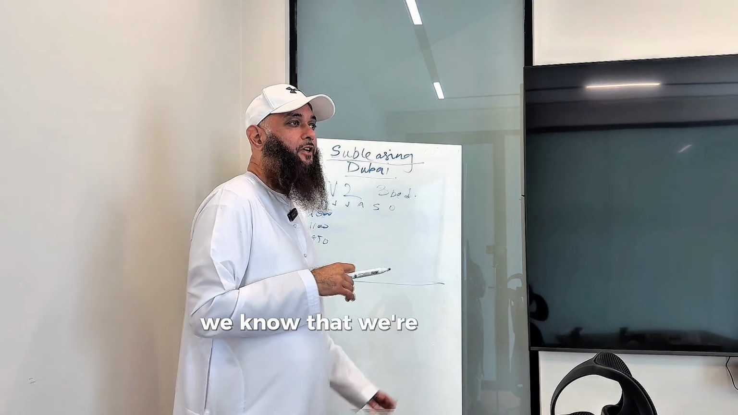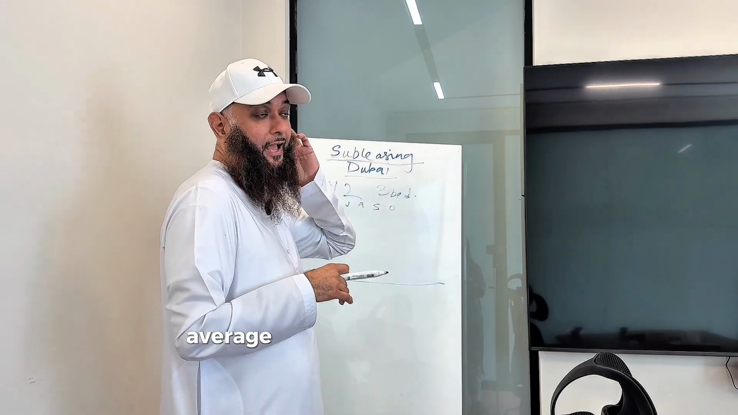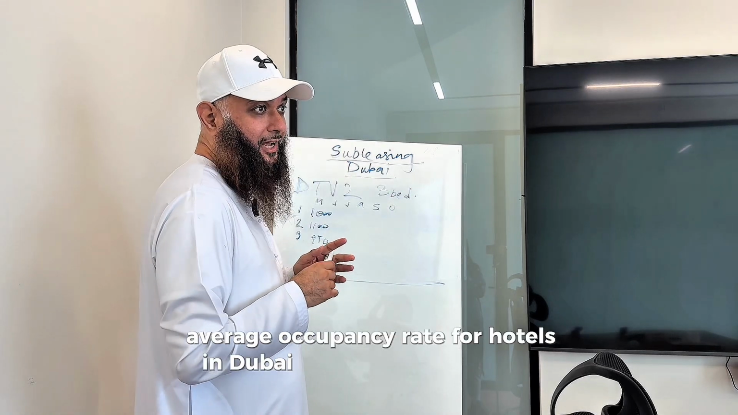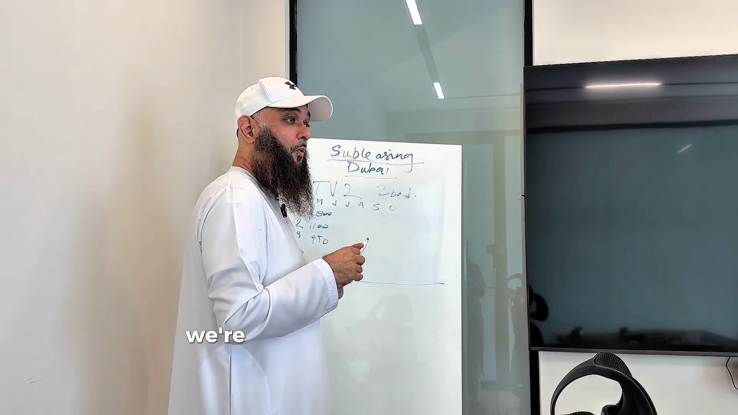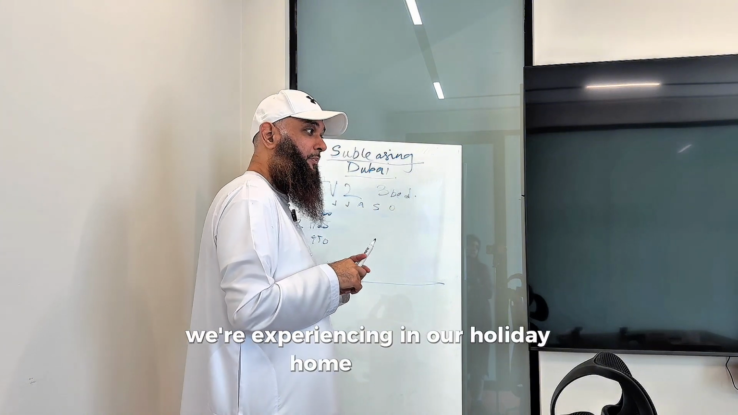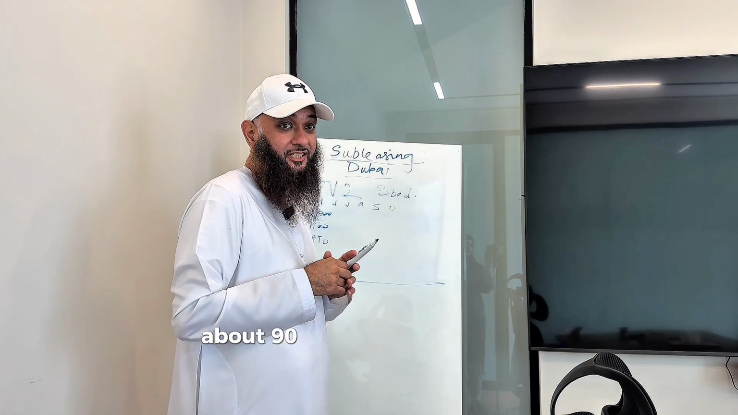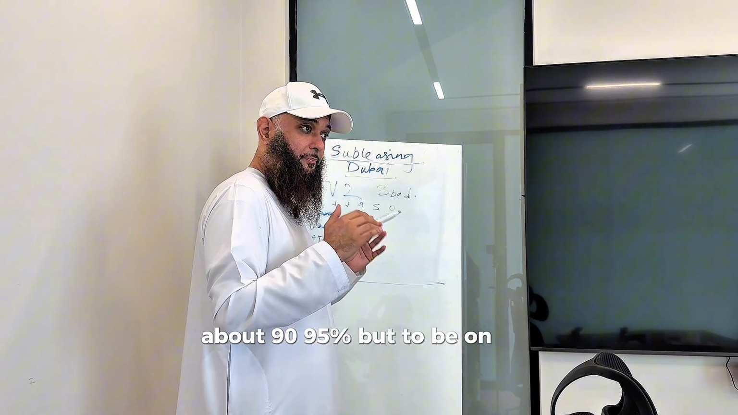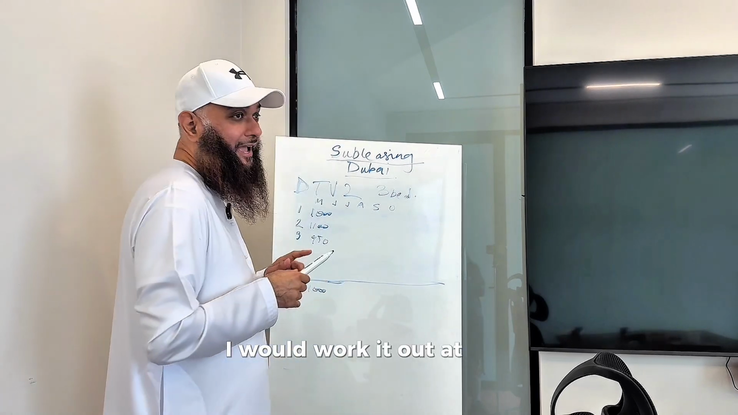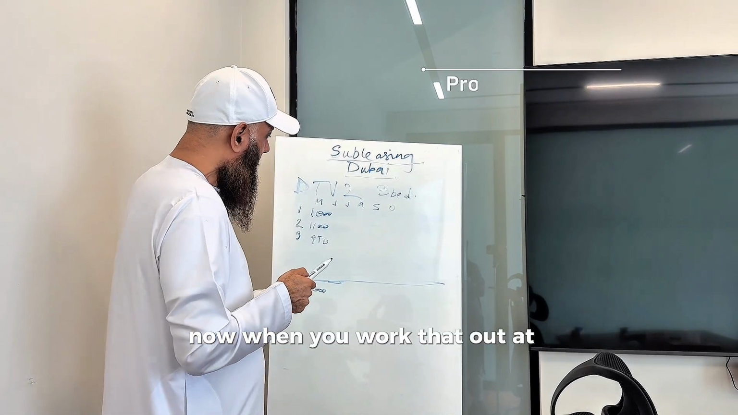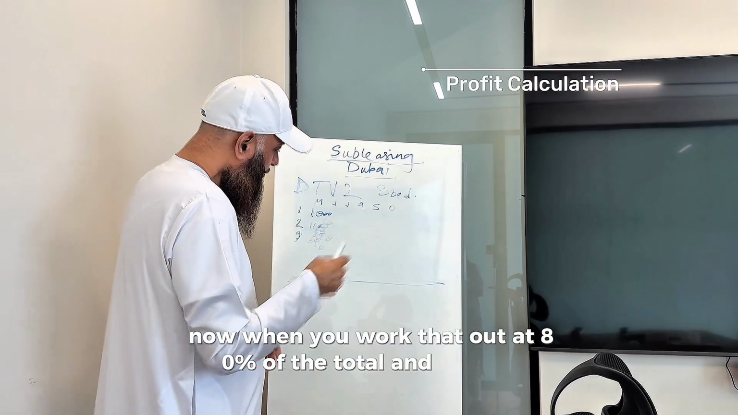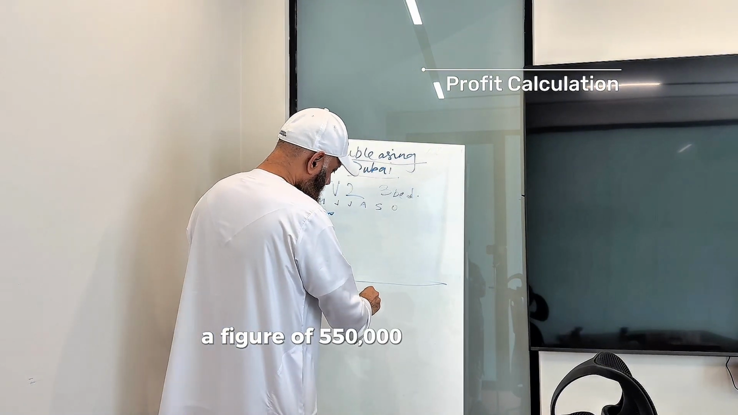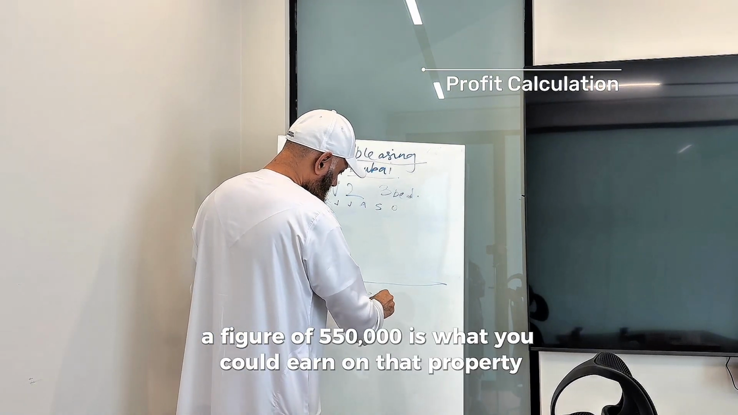We know that we're not going to get 100% occupancy rate. Average occupancy rate for hotels in Dubai currently is about 82%. We're experiencing in our holiday home business and our subleasing business about 90, 95%. But to be on the pessimist side, I would work it out at 80%. Now, when you work that out at 80% of the total, you get, let's say, a figure of 550,000 is what you could earn on that property.